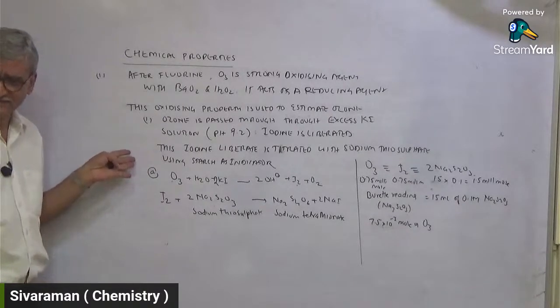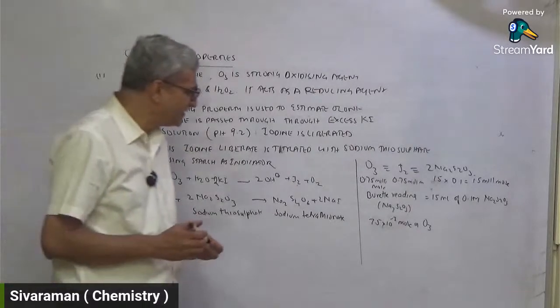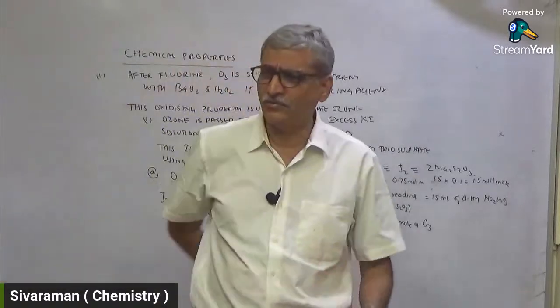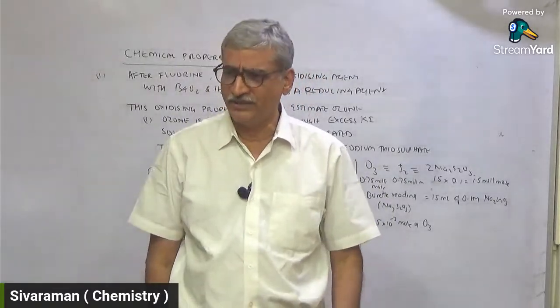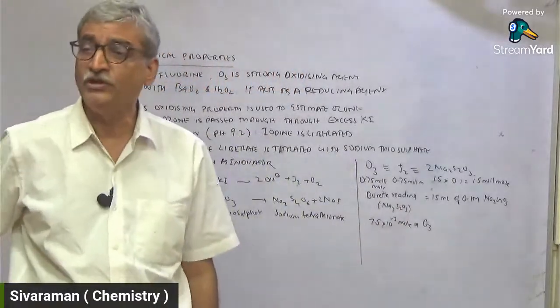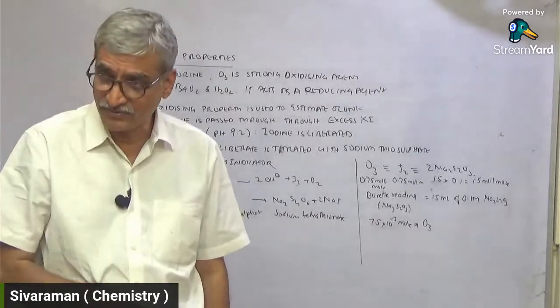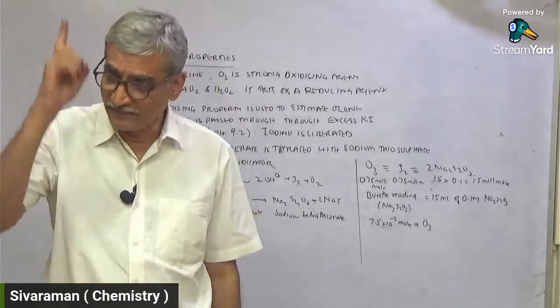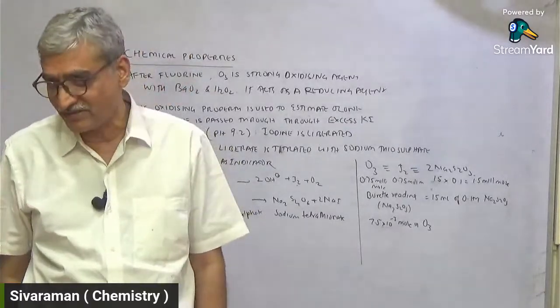One question, how are they asking? They will say that 15 ml of 0.1 molar sodium thiosulfate completely reacted with iodine formed by passing ozone. So what is the concentration of ozone? What is the volume of ozone? Something like that they will ask. So that's what I'm relating to you, that 1 mole of ozone will liberate 1 mole of iodine, which will react with 2 moles of sodium thiosulfate.